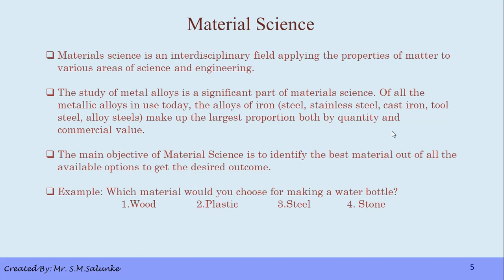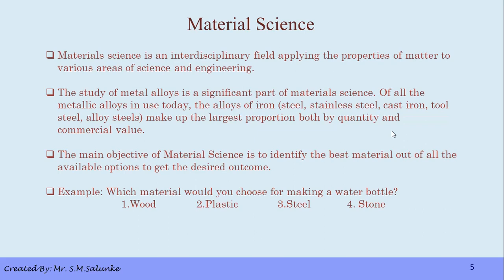All of the metallic alloys in use today, the alloys of iron, that is steel, stainless steel, cast iron, tool steel, alloy steel, make up the largest portion by quantity and by commercial value. The main objective of material science is to identify the best material out of all the available options to us. We will be studying in detail about the various metals and their alloys in our coming weeks, from unit number 2 to unit number 3.